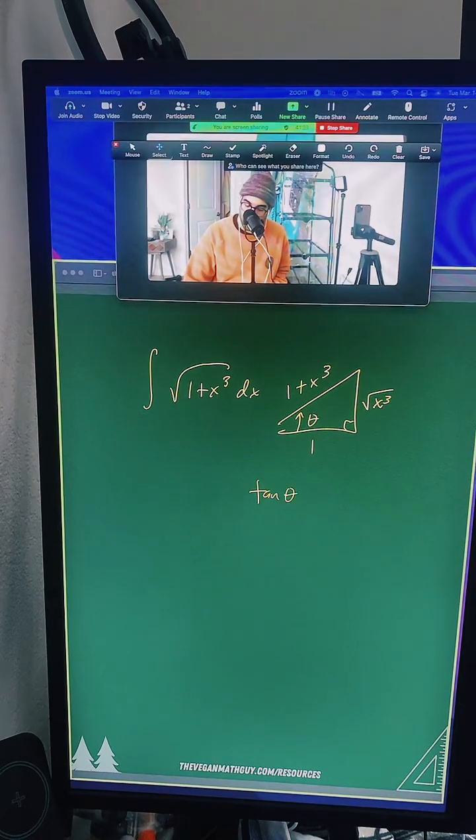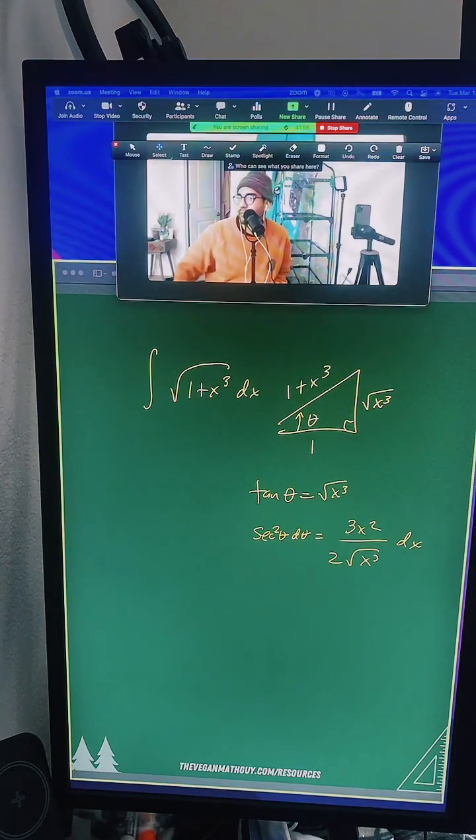So tan of theta is equal to root x cubed. But then here's the issue. If we take the derivative of this, it should be secant squared theta d theta, and you run into 3x squared over 2 root x cubed dx. That doesn't cancel anything out. This is a little tricky, because if we try to rewrite this, then we have the square root.